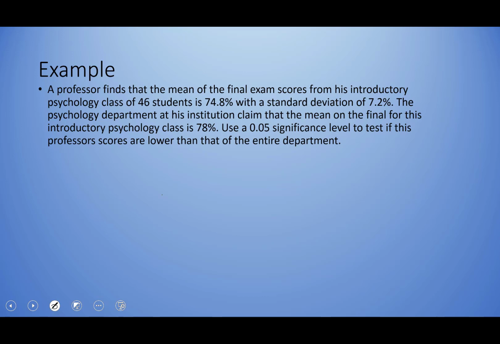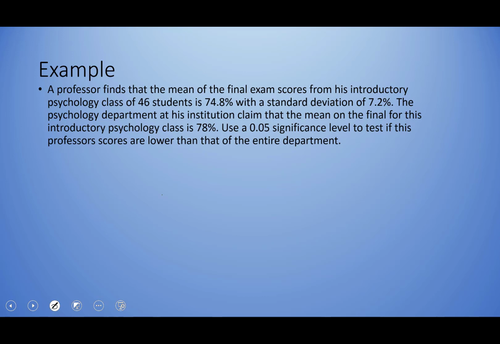So for our example, we have a professor who finds that the mean of the final exam scores from his introductory psychology class of 46 students is 74.8% with a standard deviation of 7.2%. The psychology department at his institution claimed that the mean on the final for this introductory psychology class is 78%. Use a 0.05 significance level to test if this professor's scores are lower than that of the entire department.